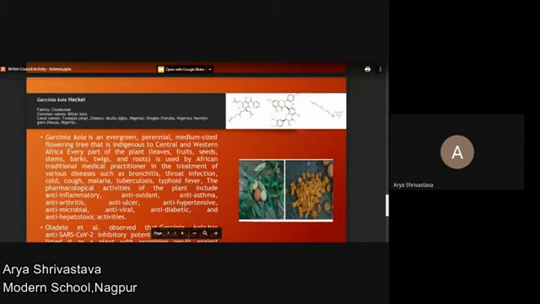Garcinia kola Heckel, commonly known as bitter cola, is an evergreen perennial medium-sized flowering tree that is indigenous to Central and Western Africa. It has been observed that bitter cola has anti-SARS-CoV inhibitory potential and is listed as a plant with promising results against coronavirus.